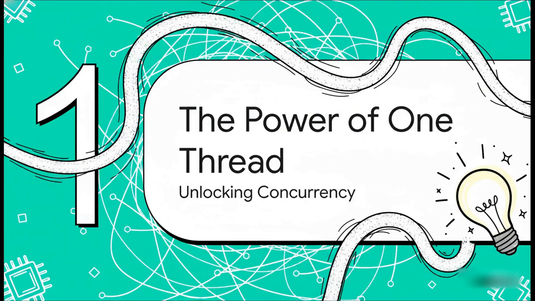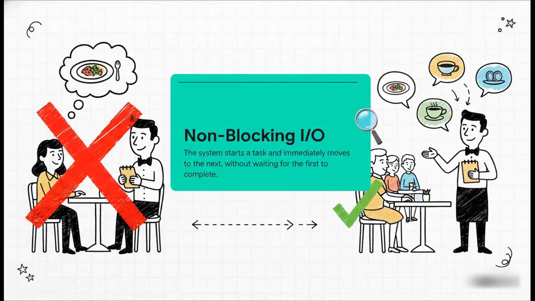To really get this, we have to start with its biggest strength, which is, funnily enough, also its biggest weakness. We're talking about the power of having just one thread. Now, I know that sounds completely backwards. How could one be better than, say, 8 or 16? Well, it's all about how that one thread works. The secret sauce here is a concept called non-blocking I/O.